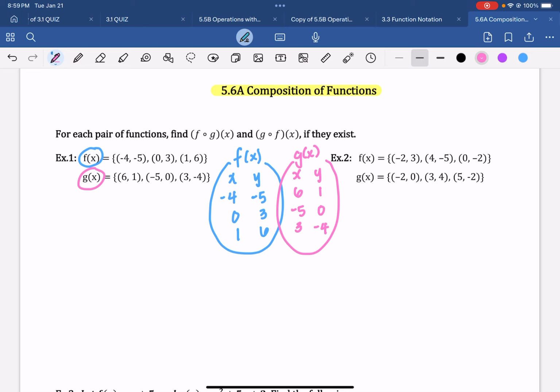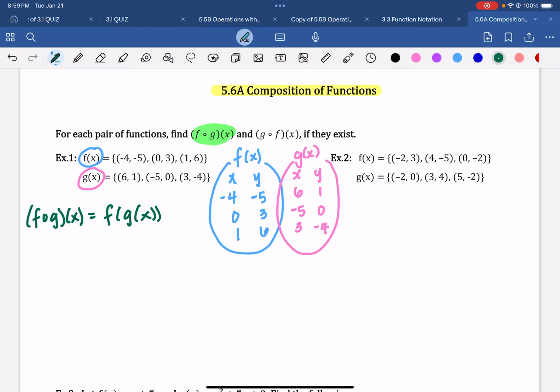So what we're going to do is take f into g and g into f and play interchangeably with them. So the first thing we're going to do is find this, which the notation looks a little bit crazy. The way you read that is f circle g of x. Some people call it fog, but really all it means is f of g of x.